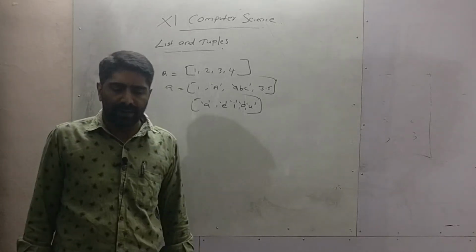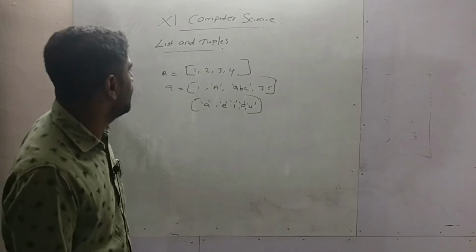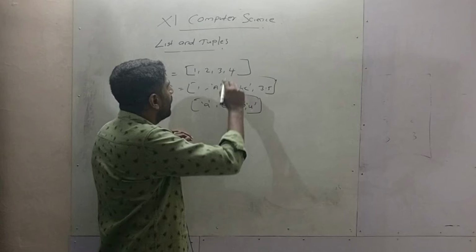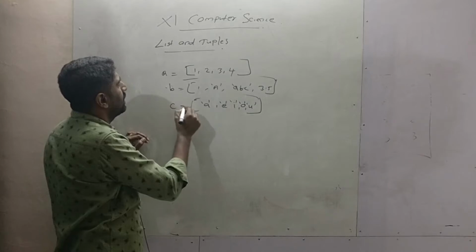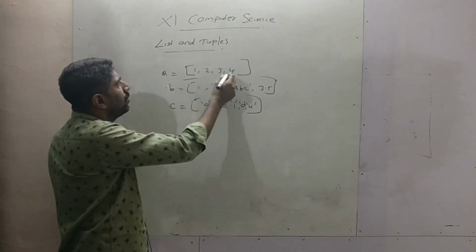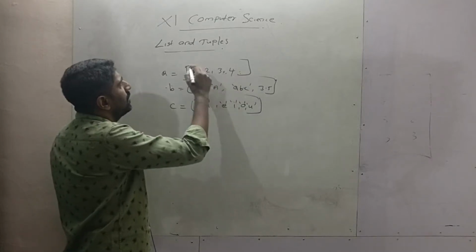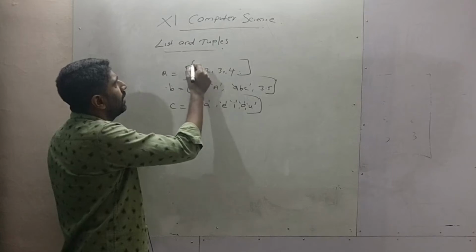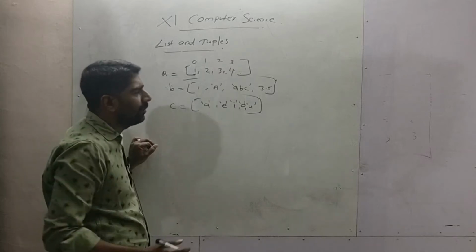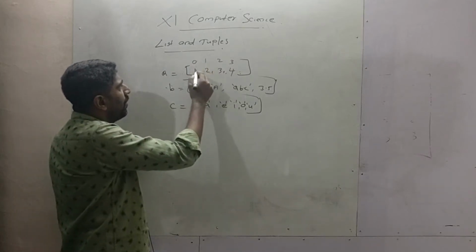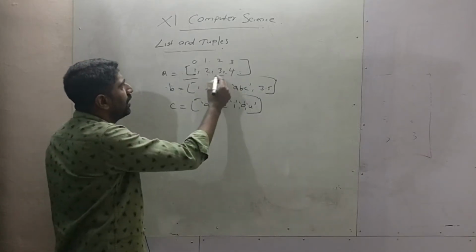Clear? Then lists are mutable. Mutable means we can change the elements. Here, for example, A is the list, A contains 1, 2, 3, 4. This is called the index number: the 0th position, first position, second position, and third position. A of 0 is 1, A of 1 is 2, A of 2 is 3, A of 3 is 4. Suppose I want to change A of 2.